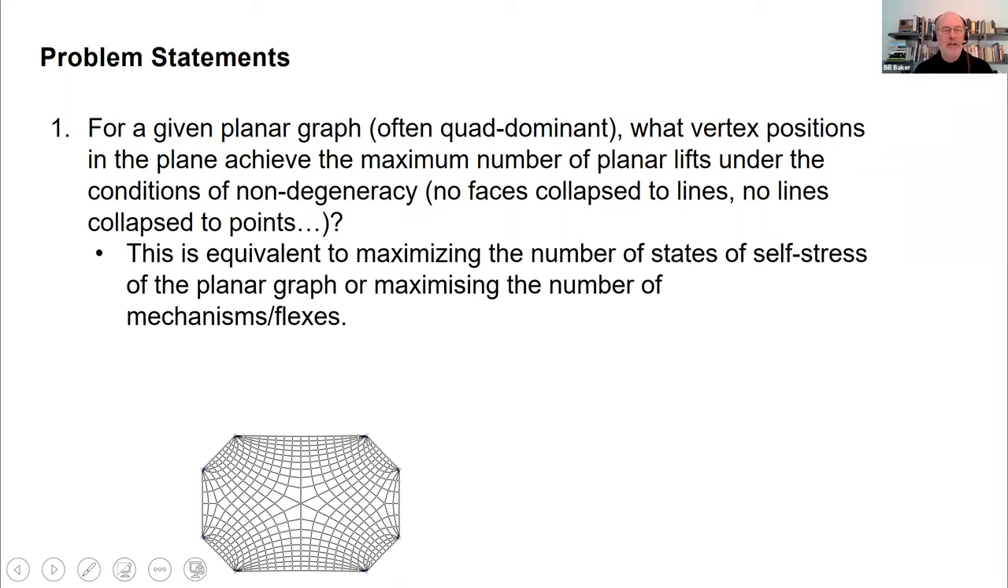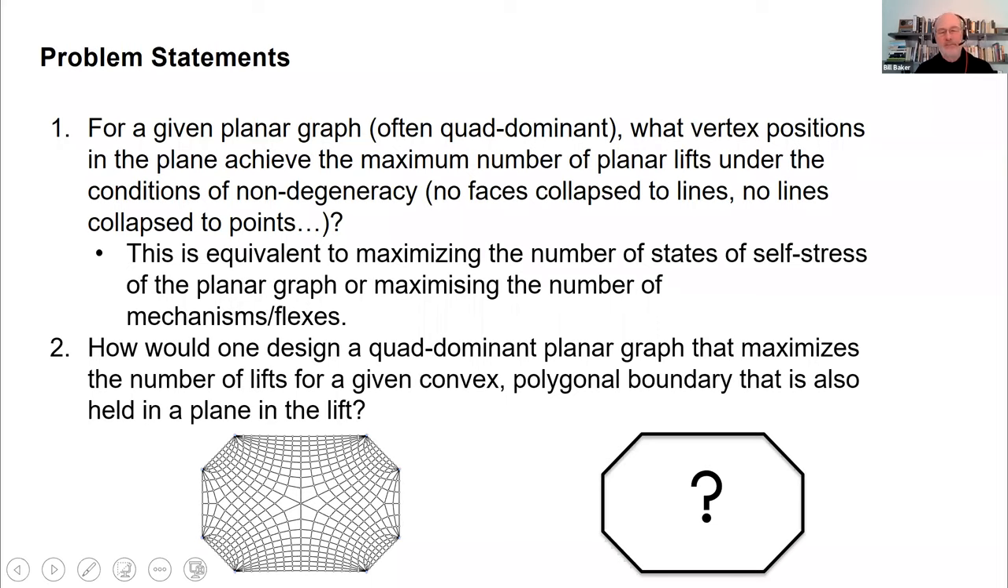At the bottom, you see a graph that is appropriate for this. For that graph, what's the maximum number of lifts you can get? We're not sure. We think it's around 17, 18. It could be as few as zero if you did it wrong. One lift is easy. The others you have to think about. We don't know how many there are, and so that's an important question.